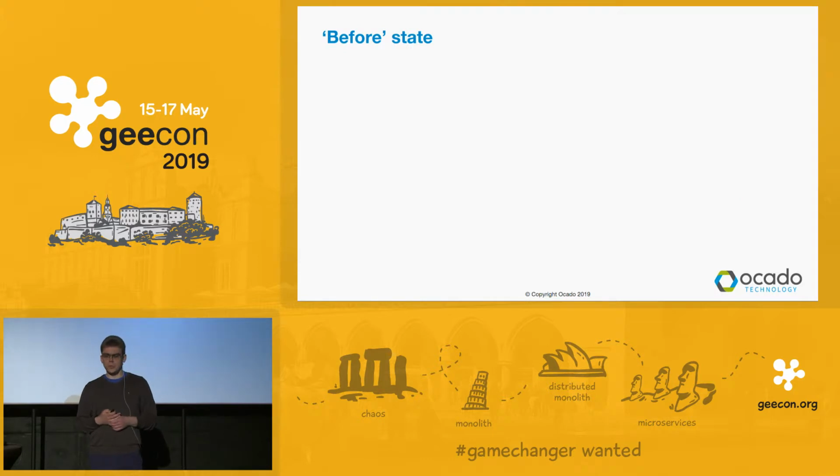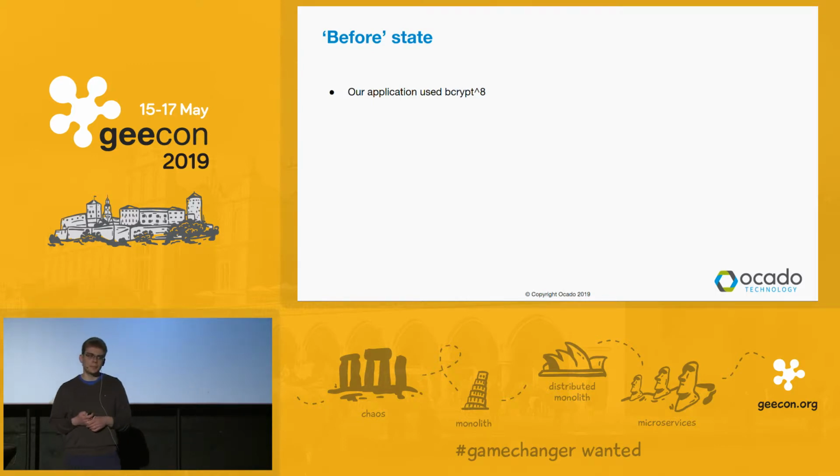So what was the before state, before we even really considered changing anything? Okay, so our application already used the slow hashing algorithm, already used bcrypt with a cost factor of 8, which may seem enough, right? Well, I'll get back to it in a second.